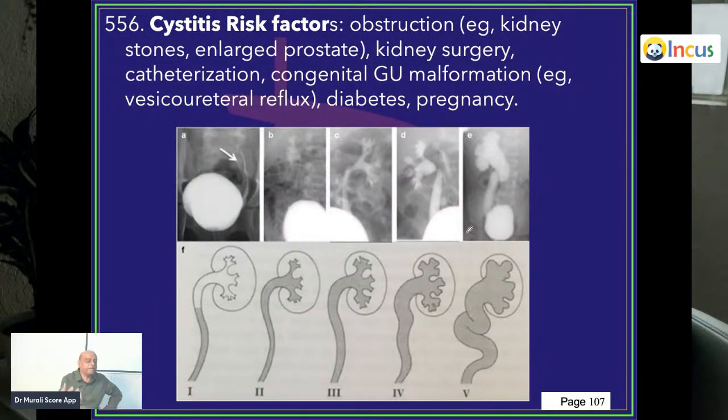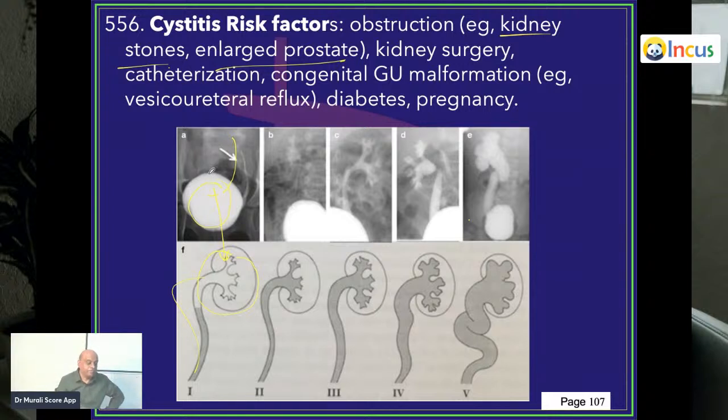Now, what are the risk factors for cystitis? If there is any obstruction like a kidney stone, enlarged prostate, then the urine drainage from the bladder will become affected, right? Kidney ke upar kaun hai? Ureter end, bladder ke upar. Bladder ke upar kaun hai? Kidney. Bladder ke baad mein kaun hai? Urethra and prostate. So any enlarged prostate or renal stones, kidney surgery, any catheterization and congenital malformation.